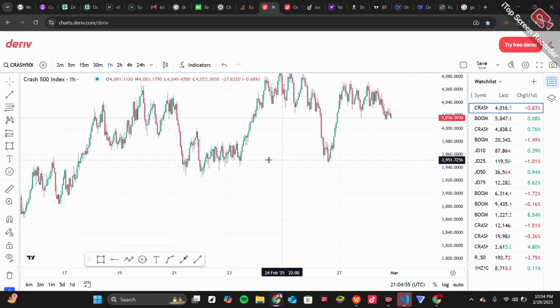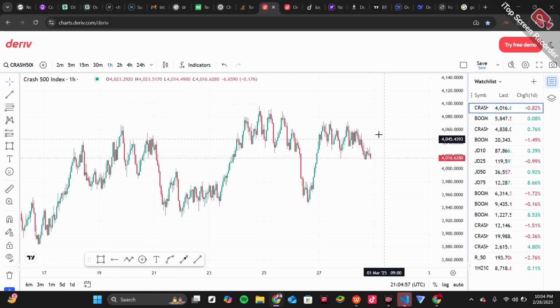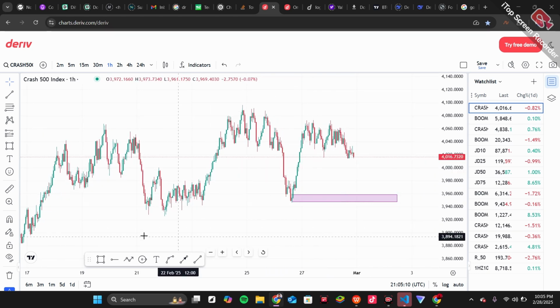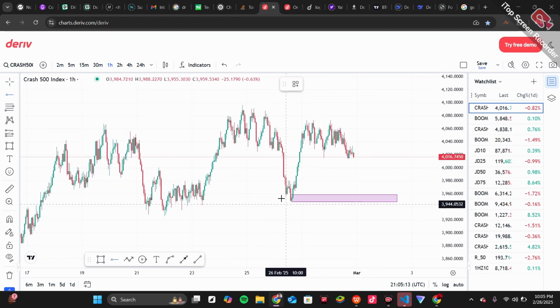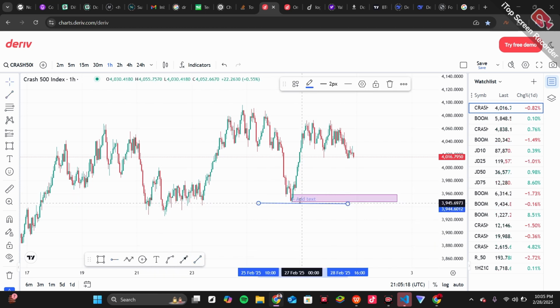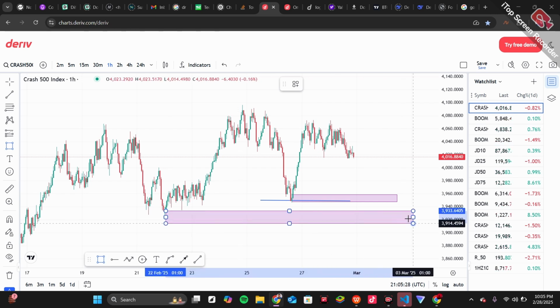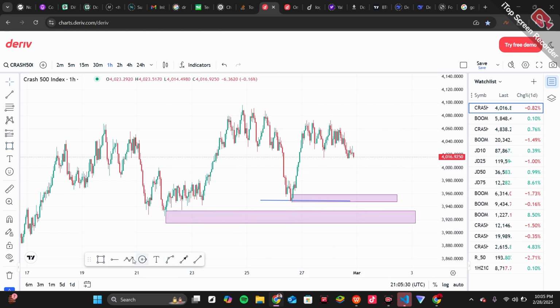So the chart is telling me to sell, right? If I should sell this crash 500, I will sell it off to this zone. Then also, selling off to this zone, there's a probability that it's going to break this zone. So here will be used as liquidity. Then probably here will be the trigger point to buy.